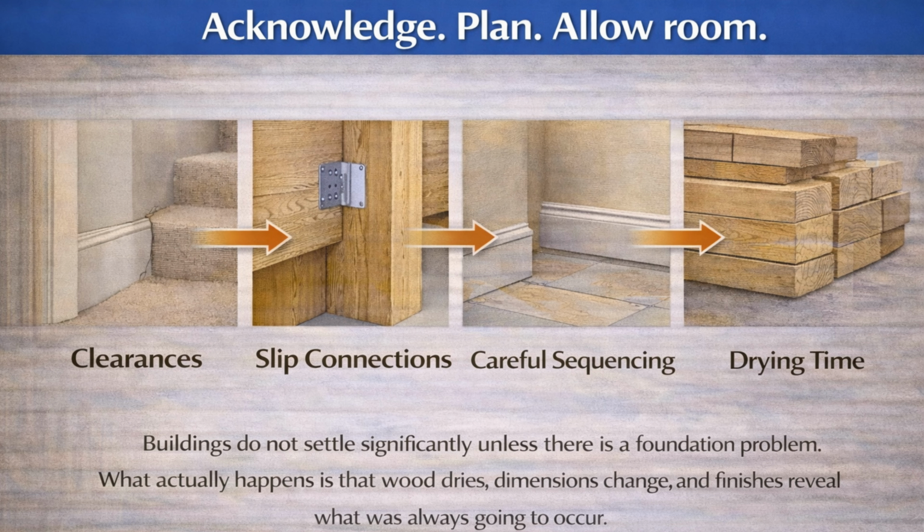Buildings do not settle significantly unless there is a foundation problem. What actually happens is that wood dries, dimensions change, and finishes reveal what was always going to occur. Professionals account for this by leaving clearances, using slip connections, sequencing finishes carefully, and allowing drying time where possible. Ignoring shrinkage does not make it go away. It only delays the moment it becomes visible.